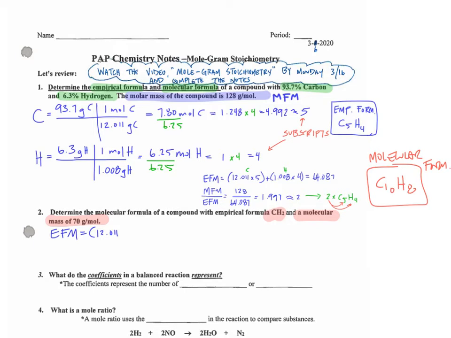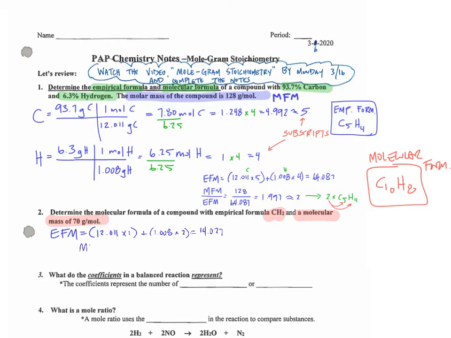All right, so 12.011 times, there's only 1 carbon, so that's times 1, plus I want to add the mass of 2 hydrogens, so 1.008 times 2. Typing that into the calculator, that gives me 14.027. So now I've got my empirical formula mass.